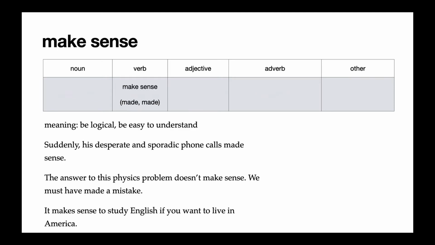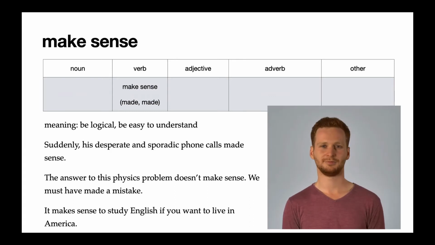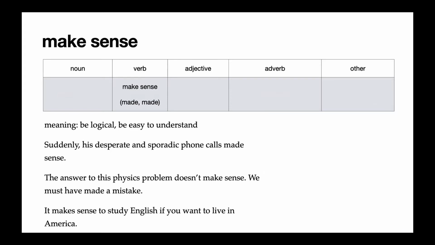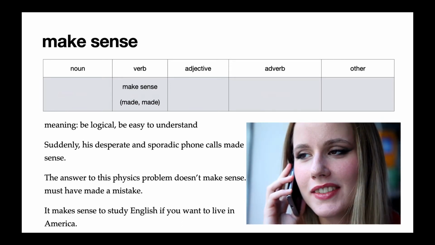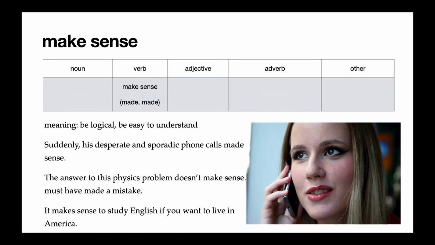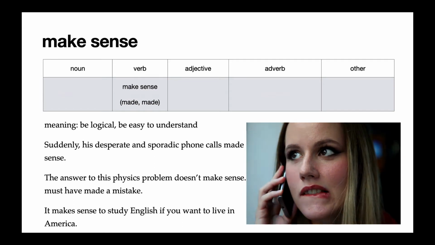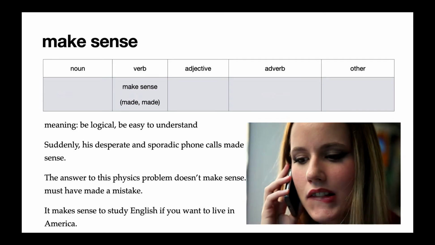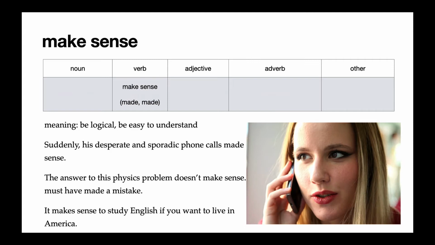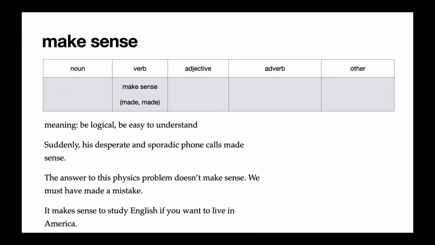Next, we have a phrase, make sense. So if something makes sense, that means it's logical or easy to understand. So when we said, suddenly his desperate and sporadic phone calls made sense, we use this phrase because the phone calls at first were confusing. We didn't understand the phone calls. Once we understood that he had a drug problem, then the phone calls were easier to understand. So it was easier to understand why he was acting that way and why his phone calls were so crazy.